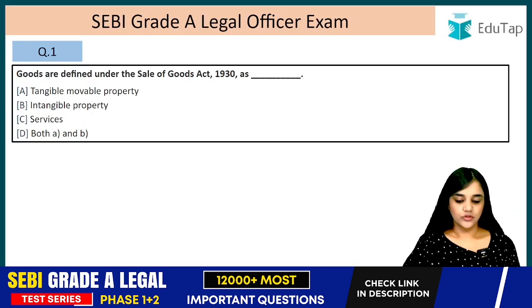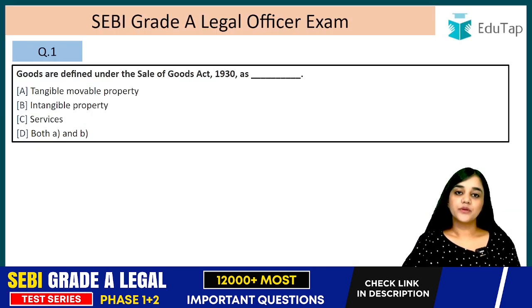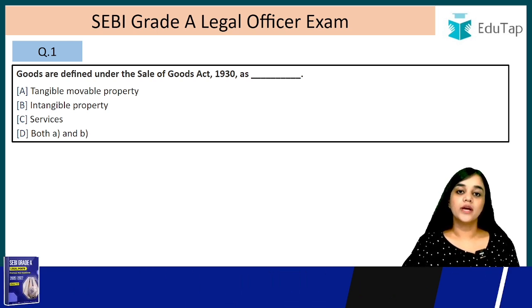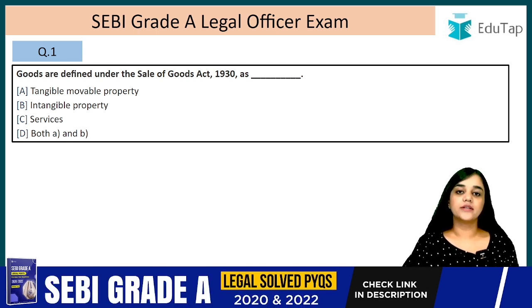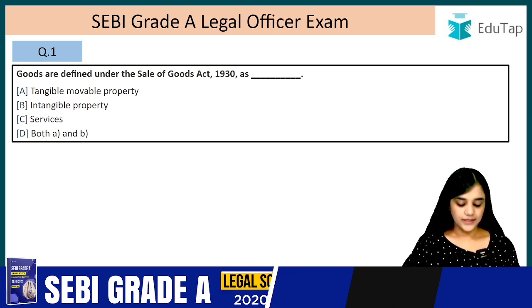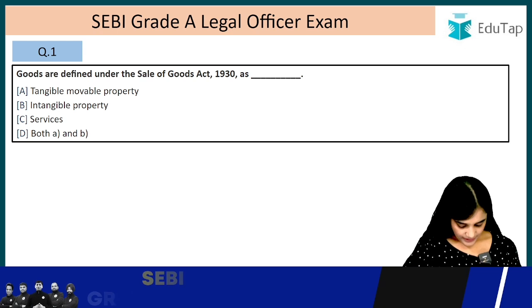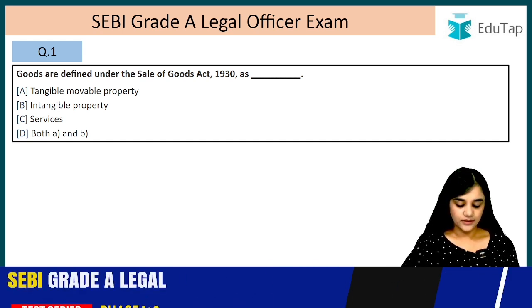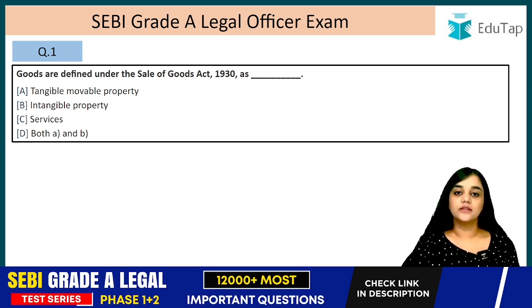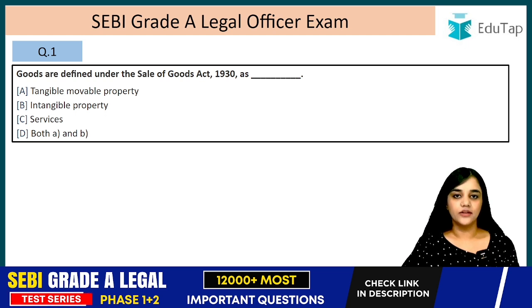Let's start with the lecture. Before I start with the question, you must know that the Sale of Goods Act was actually a part of the Indian Contract Act 1872. But in 1930 it was taken out and made into a separate enactment, and now it is the Sale of Goods Act 1930. Earlier it was included in chapter 7 of the Indian Contract Act, and sections 76 to 123 dealt with the Sale of Goods Act in the Indian Contract Act.